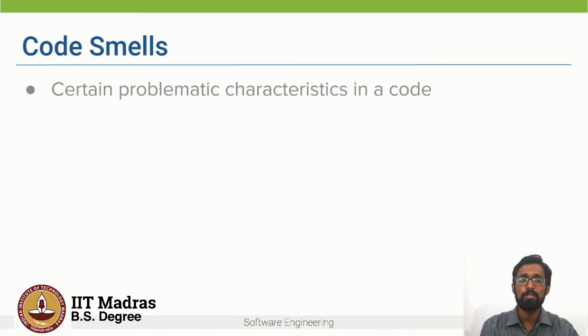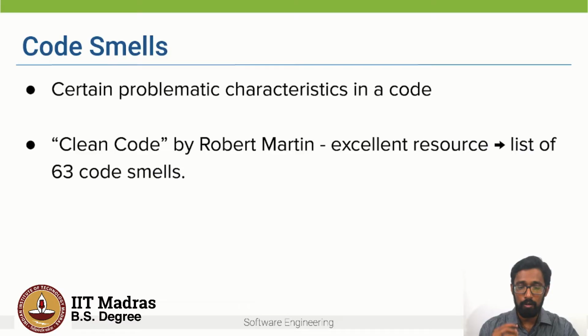So what are code smells? Code smells are nothing but certain problematic characteristics in our code. An excellent resource for a list of such code smells can be found in a book by Robert Martin known as Clean Code, and it has a list of 63 code smells. Going through all of them is beyond the scope of this course, but we will be looking at some of them in this video.